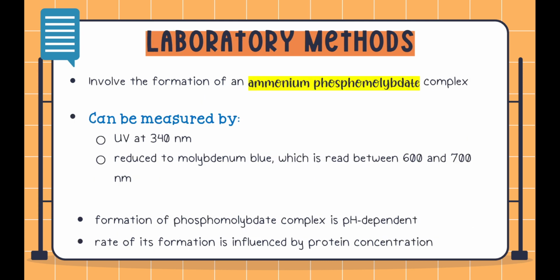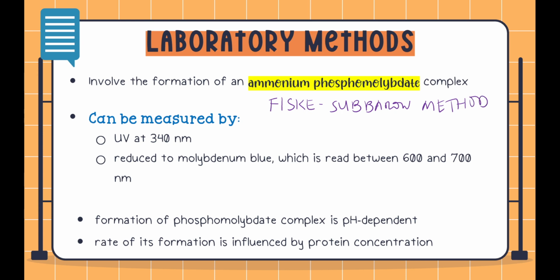So for the laboratory method, dalawa po yung known or ginagamit na method for your phosphate. One is this. It involves the formation of your ammonium phosphomolybdate complex. And actually, meron po itong specific na name, ito po na method with the use of your ammonium and with the formation or end product na si ammonium phosphomolybdate. And that is your, kindly take note, your Fiske-Subbarow. This is what we call your Fiske-Subbarow method.